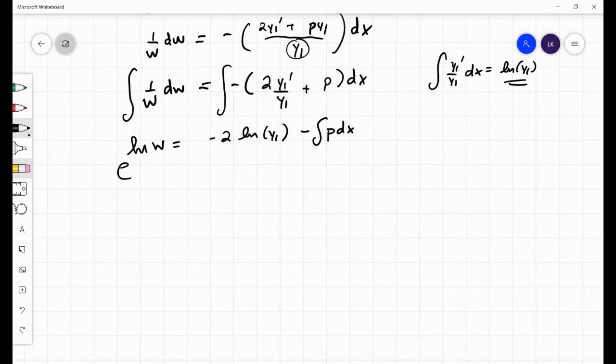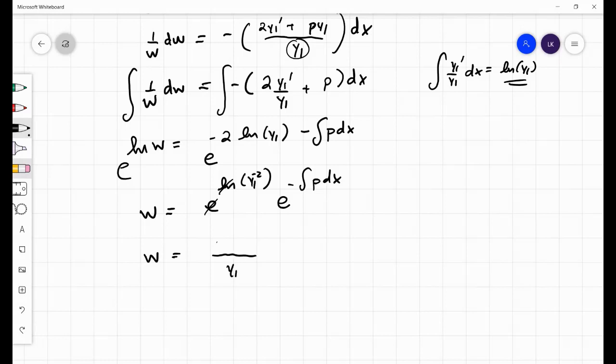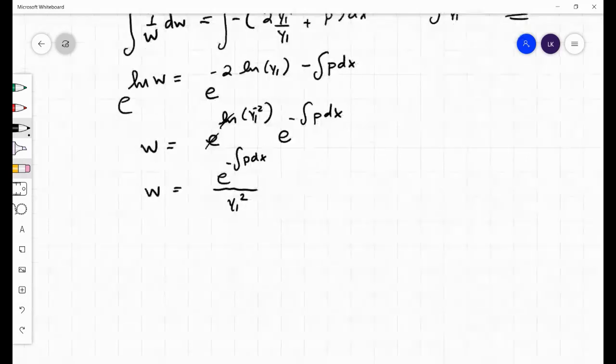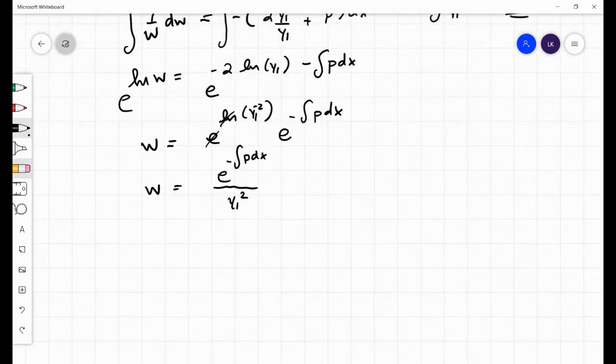We exponentiate here. So we get w is, in here we can take advantage of properties of logs and exponentials. Okay. So we get that w is, let's see, y1 to the -2, or just y1 squared in the denominator, if you will. Okay. So then we back substitute. We know that w is really u prime.